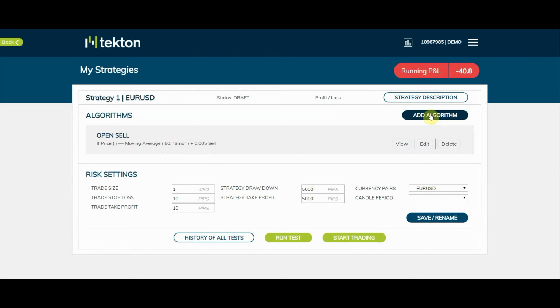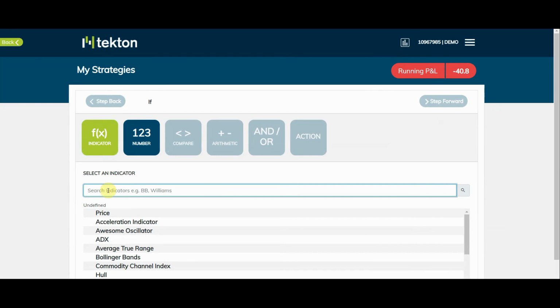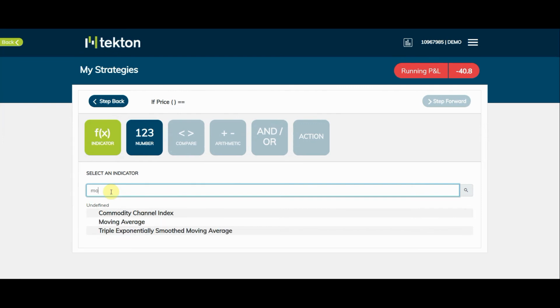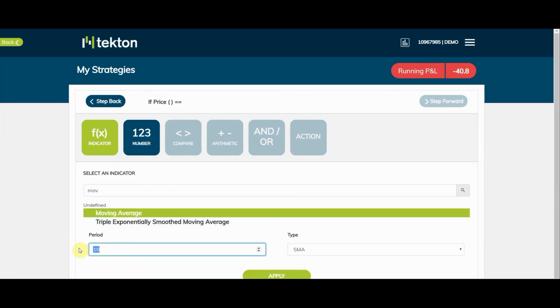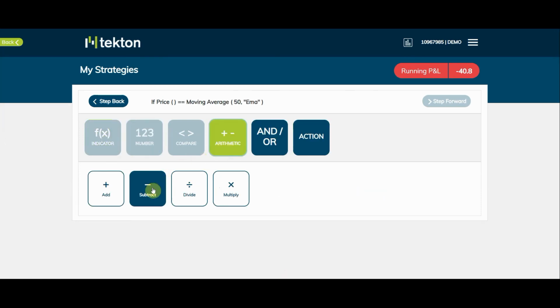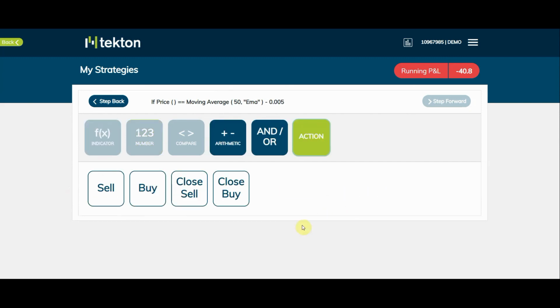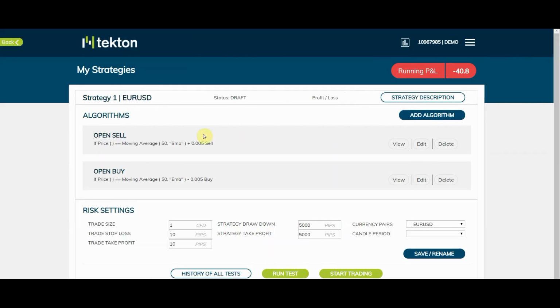We can now do the buy. So if it's below the moving average by 50, so if price is equal to moving average 50 EMA minus, so you subtract here, minus 50 pips, 0.0050. It's 50 pips. Remember, it's the fourth decimal place that is a pip, so that's 50 pips. Apply. The action would be to buy. And that's used the equals operator within Tekton.